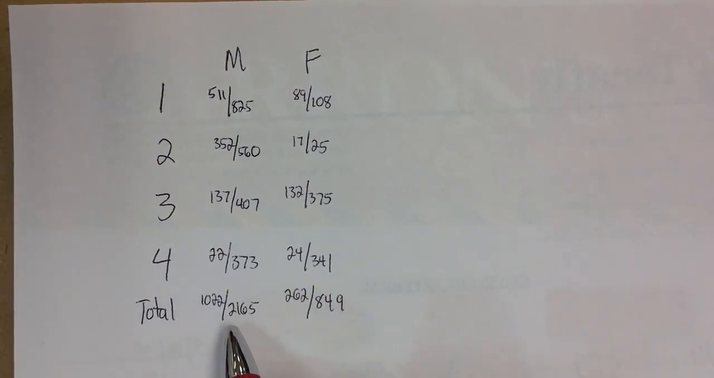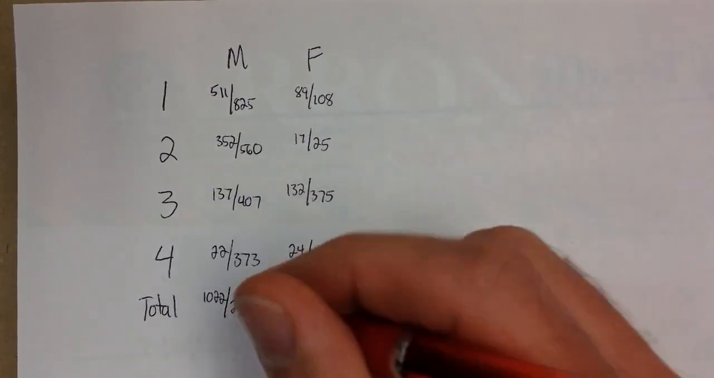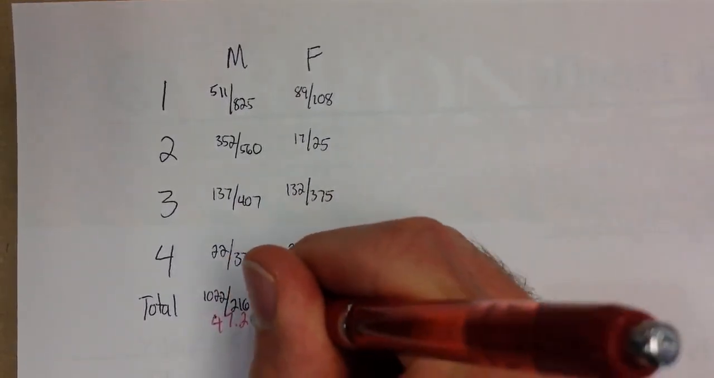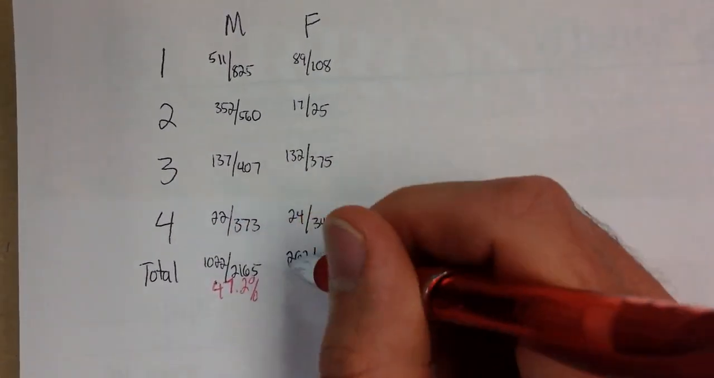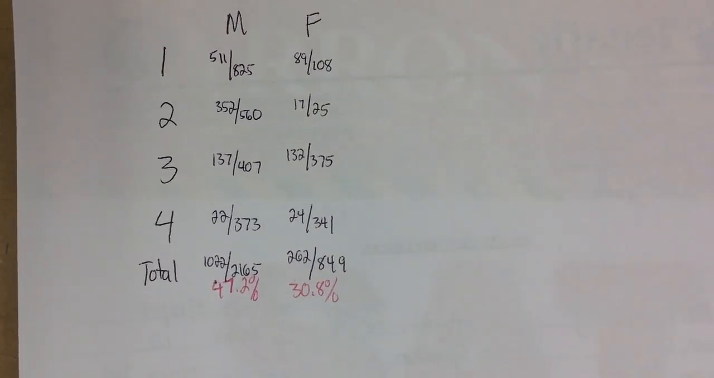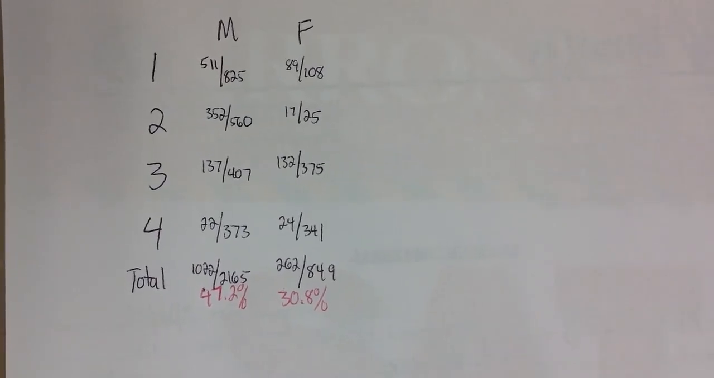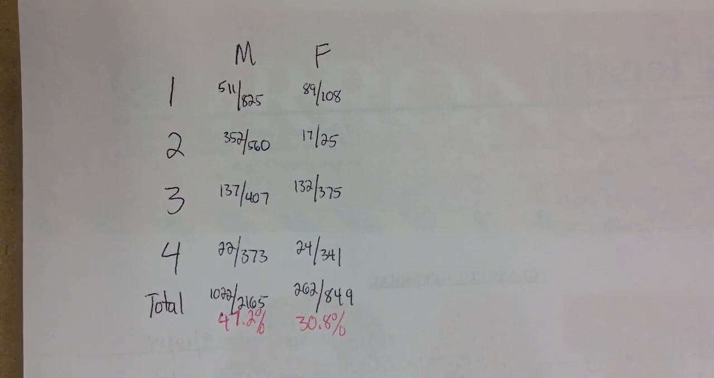Tell me what percent of men were accepted? 47.2. And how about for the women? 30.8. So as you can see, the acceptance rate for women is lower than that of men. However, when you look at the numbers that make up those totals, a different picture appears.